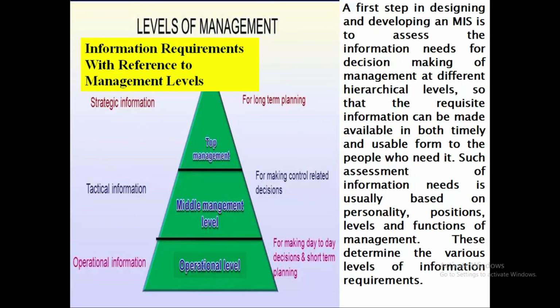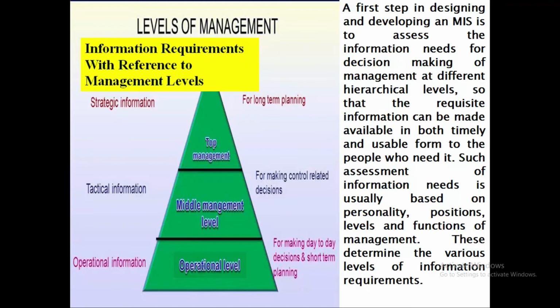As we have already studied in the information requirements with reference to management levels lecture, कि 3 levels of management are there: top, middle, operational. At a top level, we need strategic information for the long-term planning, and at a middle level, they require tactical information for making control-related decisions, and at an operational level, we require operational information for making day-to-day decisions and short-term planning.